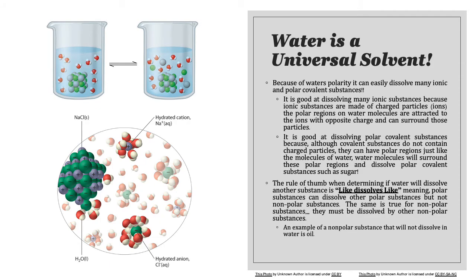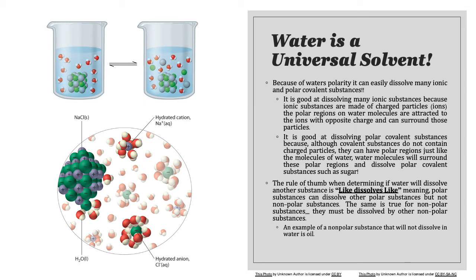All right, the next thing that we're going to talk about is the fact that water is a universal solvent. And again, this results from water's polarity. A universal solvent means that it's really good at dissolving lots of different kinds of things. So the two main categories of things that can be dissolved by water are ionic substances and polar covalent substances. And the reason why ionic substances are very easily dissolved by water, or most of them, not all of them, is because they're composed of these positive and negatively charged particles.